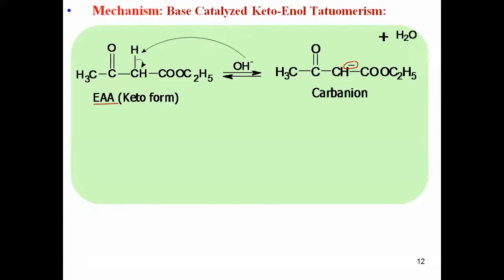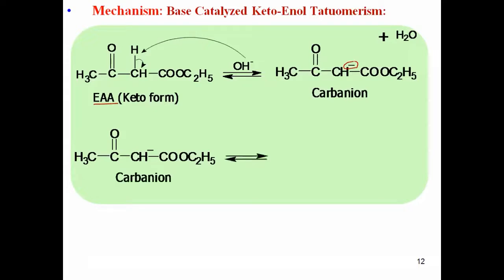म्हणजे कोणताही ऍक्टिव्ह मिथिलीन कंपाउंड असेल, when it comes in contact with the base, it can easily remove hydrogen to form carbanion. Suppose this is our carbanion. Now what happens in the next step? Now this carbanion undergoes delocalization.